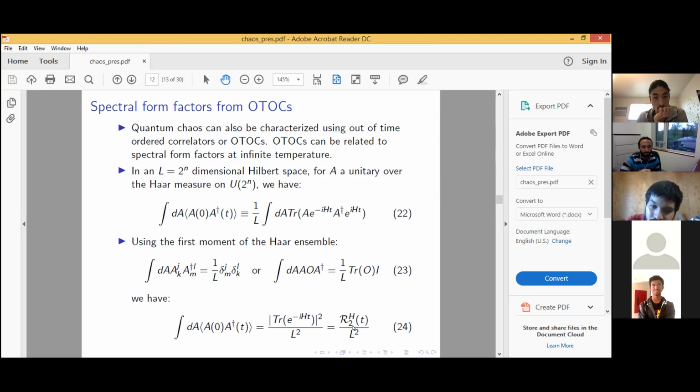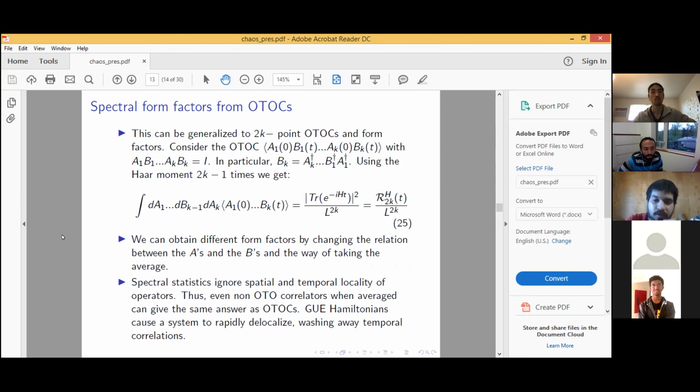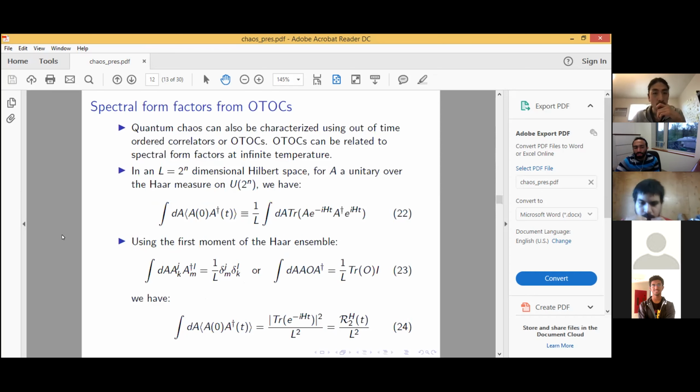Now note here that R2, initially what we were denoting as R2, was an ensemble average, and here R2(H) is the value for a particular Hamiltonian, which is the Hamiltonian used to evolve the operator A in time. Sorry, I don't understand the statement. So what's the physics of this statement? So this is the 2-point function, and we find that its Haar integral at infinite temperature can be related to the spectral form factor.